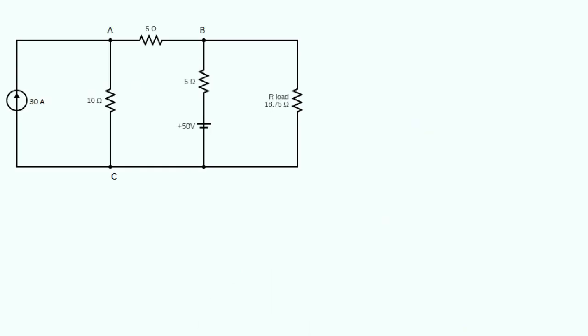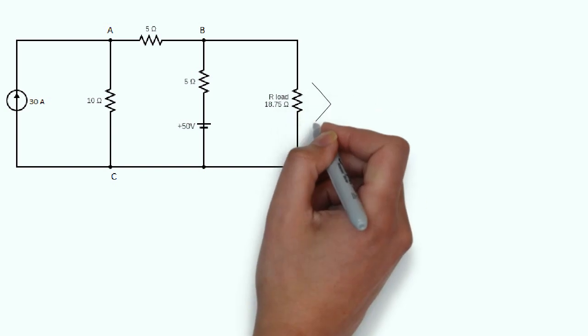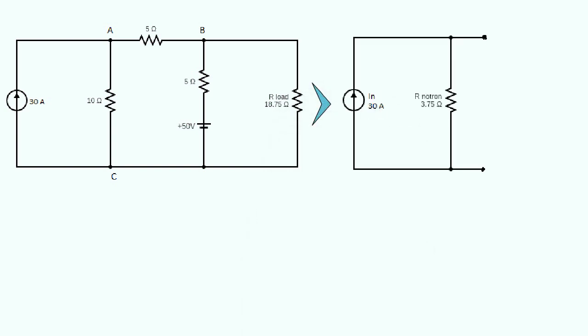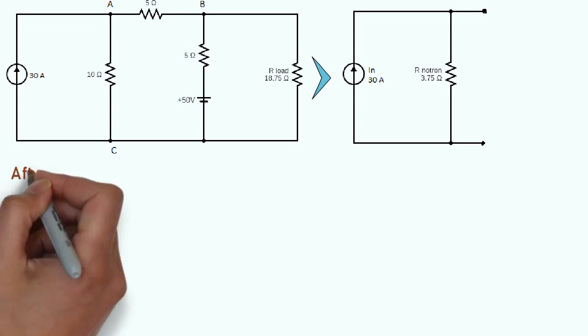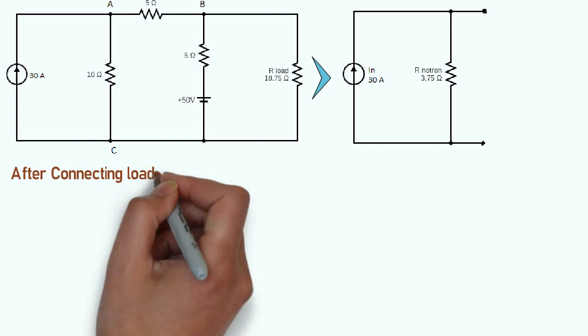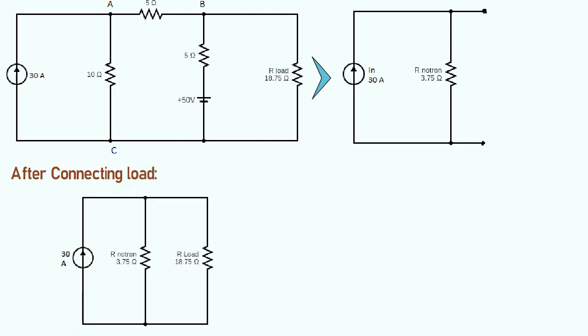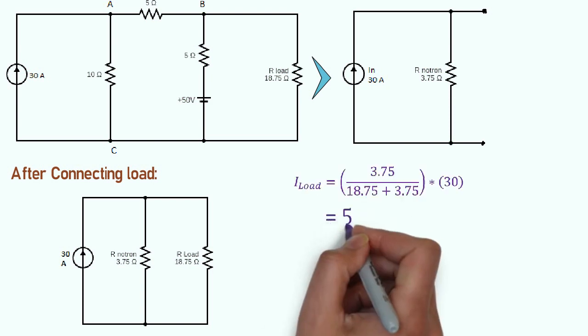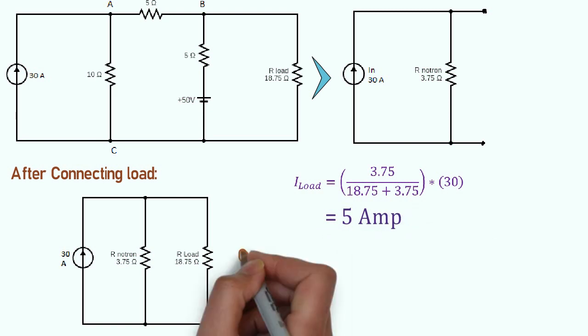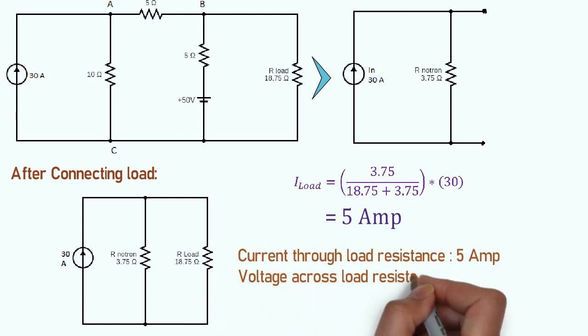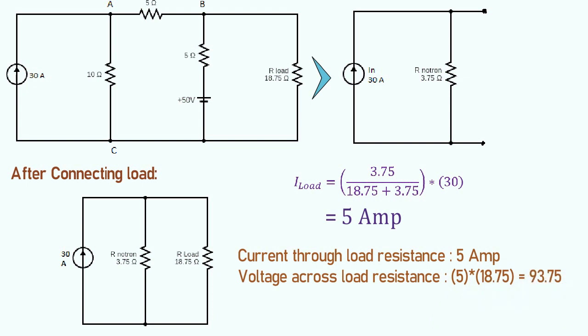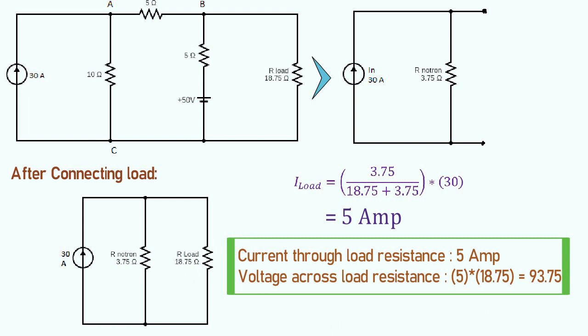After this, we can see how the 3-loop circuit is reduced to a simple circuit with a 30 ampere current source and 3.75 ohm resistance. Friends, the load resistor should be connected in parallel to Norton's resistor. And finally, using a circuit analysis method, we can find the current through the load resistance, and that is 5 ampere. Voltage across the load resistance could be found using Ohm's law. So, the voltage drop across the load resistance is 93.75 volt.